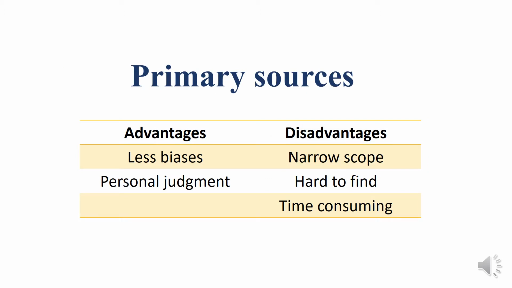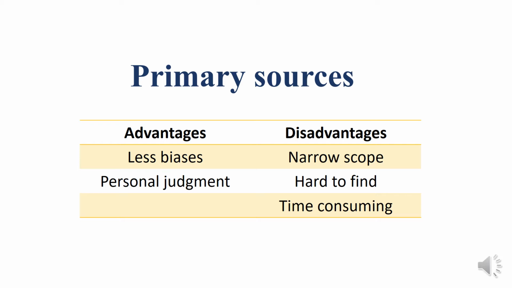What are the advantages and disadvantages of primary sources? Advantages are represented in the following points. Number one, less bias. It means objective. They represent the author's opinion. So you are less likely to be affected by the biases of others who have filtered the material before presenting, because you are going to deal with the author's opinion. Then you will be depending on your own judgment rather than on someone else.